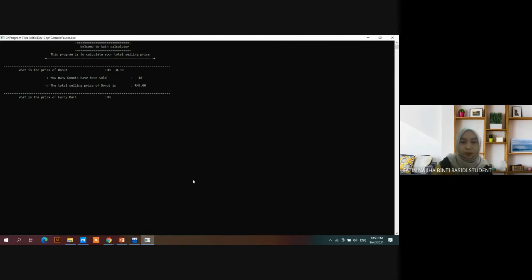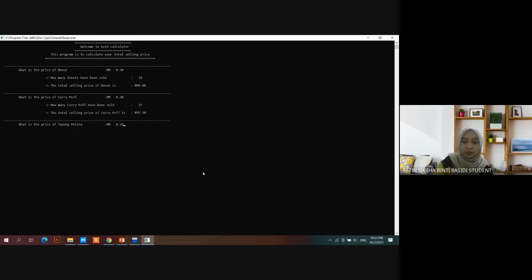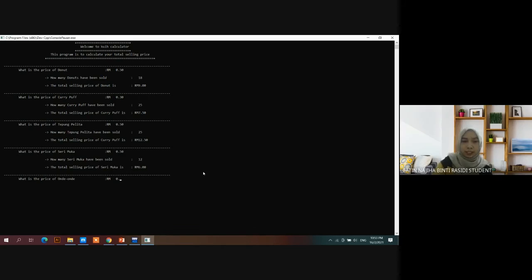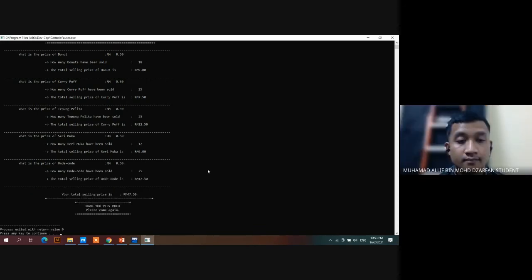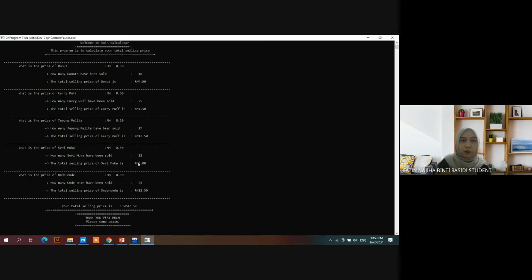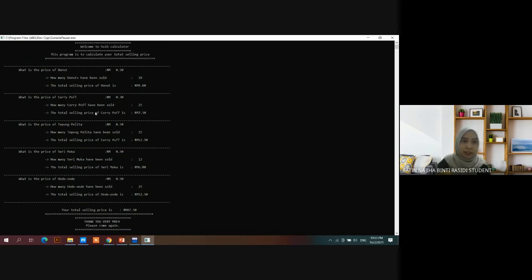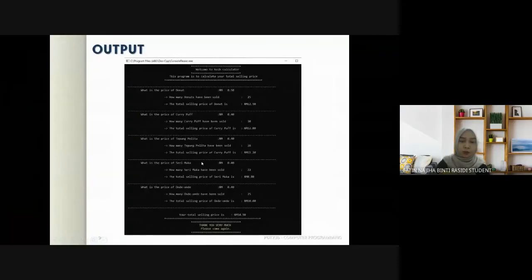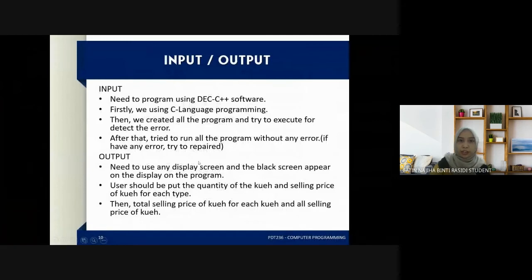Then it will repeat with other types of kueh, the second kueh, then the third kueh. So it will calculate until 5 types of kueh. So at the end, the program will calculate the total selling price of all types of kueh, which consist of donut, kari pap, tepung pelita, seri muka and also onde-onde. Then I will pass to Azrin to continue presenting about the input and output.